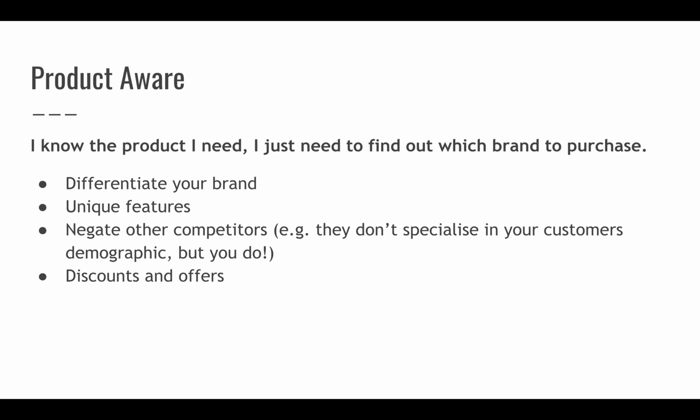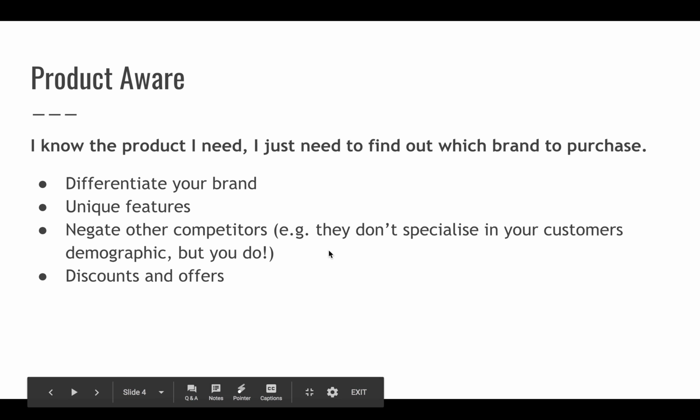Product aware. So I know the product I need, I just need to find out which brand to purchase. This is where you start to differentiate your brand and your product and start to talk about the unique features that you have and how your unique features will solve their problems and achieve their desires. What you also want to do is negate your competitors as well.